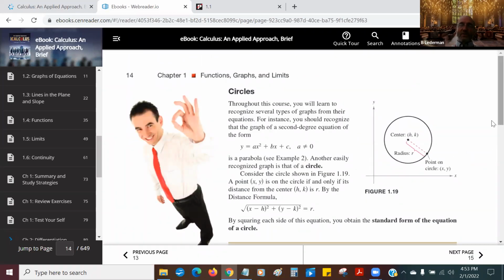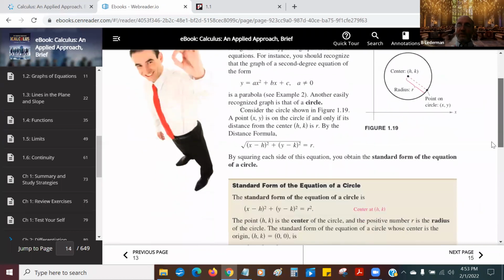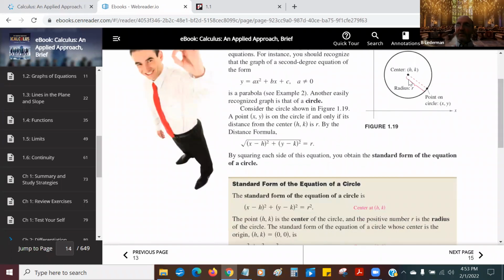Now let's talk about circles. The equation for a circle, if the center is the point (h, k), so that could be (2, 3) or whatever, and the radius is some number, we'll call it r.